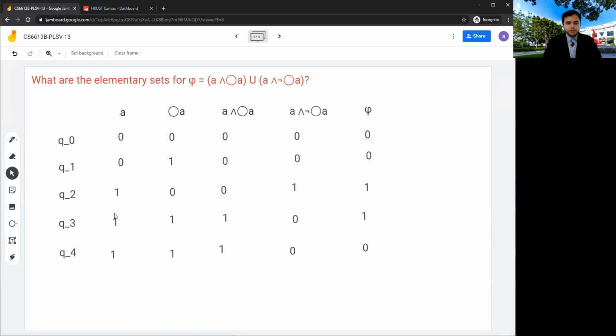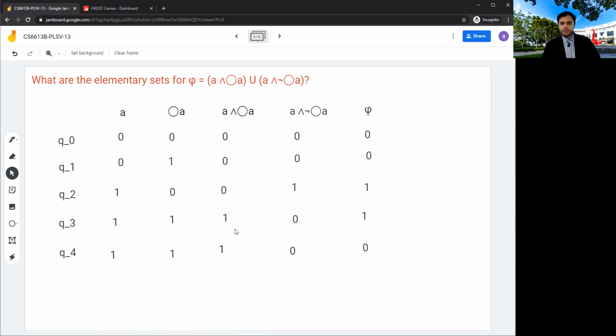So first of all, this is okay because I have the formula A in Q3, but I also have next A in Q3. So in the next step, in any of the successors, I should have what? I should have A. So anything that does not have A in it cannot be a successor. So Q0 and Q1 are out. We can potentially only have Q2 and Q4.